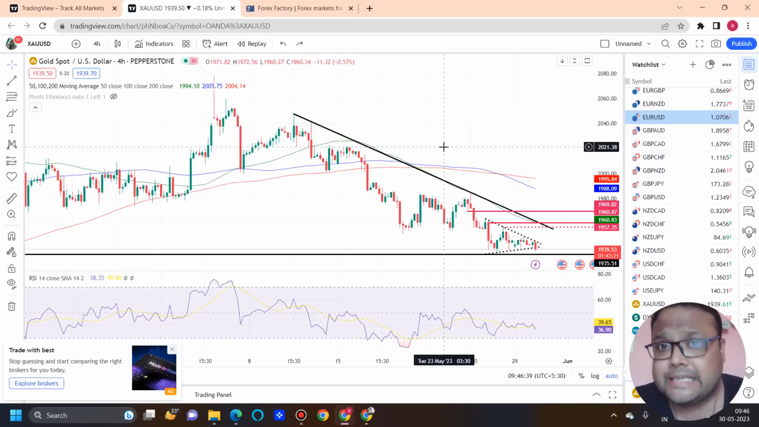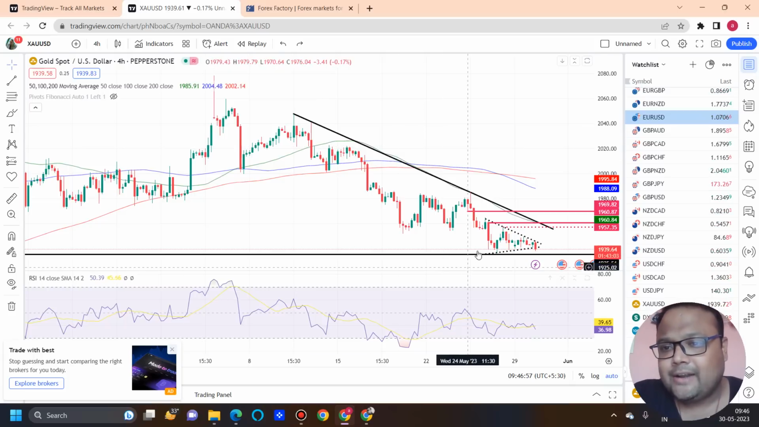As I said earlier yesterday, for a breakout or breakdown, the market requires volume, which is missing right now. So in this situation, you should be careful with your breakout and breakdown trades as long as volume is missing. Okay, so let's get started.